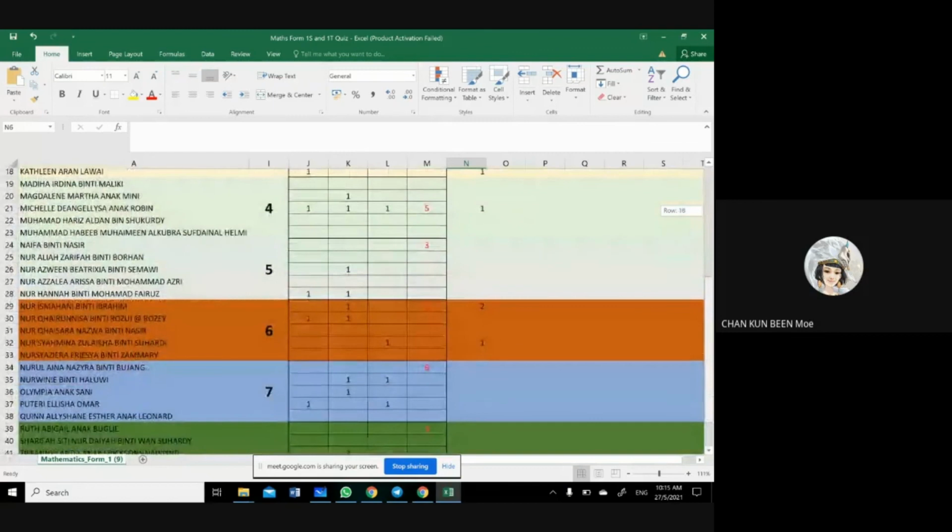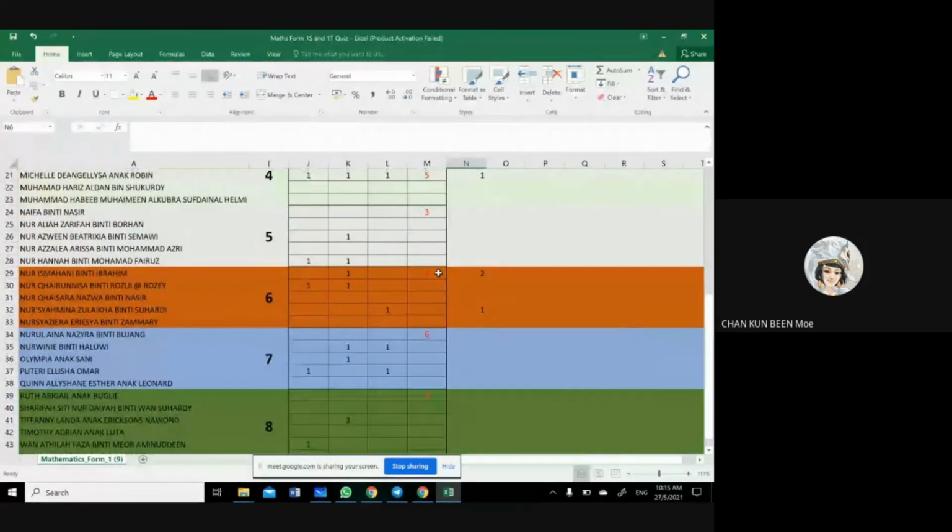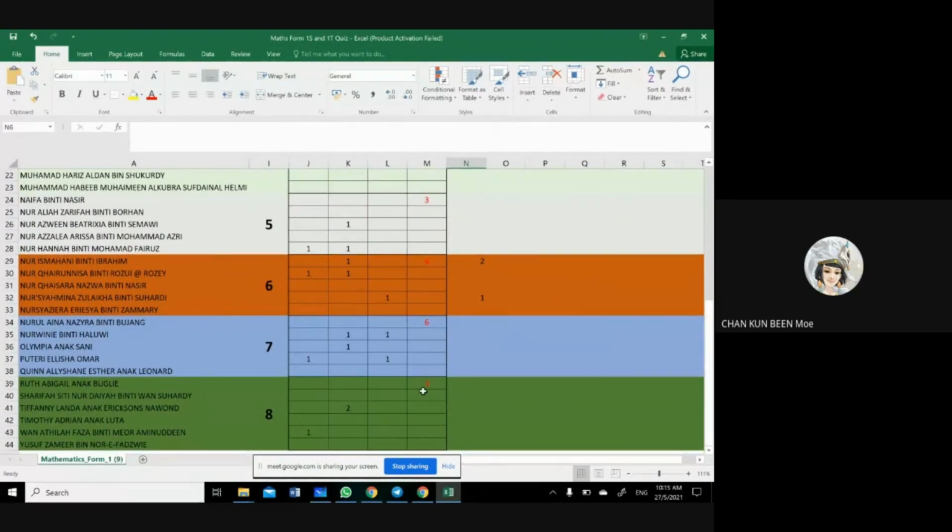Fifth group 3. Oh, I'm so tired. Keep on talking here. So 6 is 4, 6, 7. Group 6 got 7 marks already. Group 7 got 6 marks. Group 8 got 3. Group 8 have to work harder. They are all the good students already. Everybody is good lah. I don't want to group you into this category.